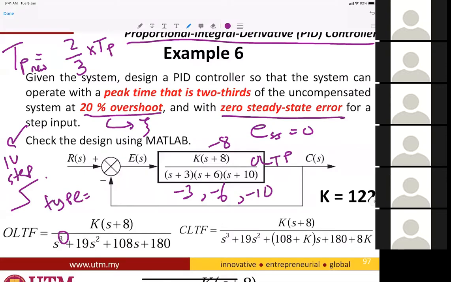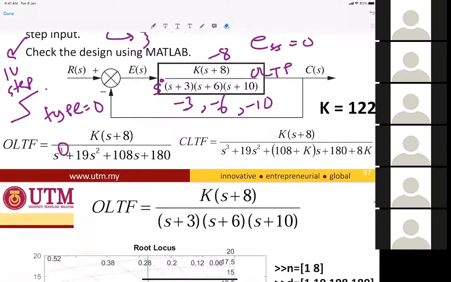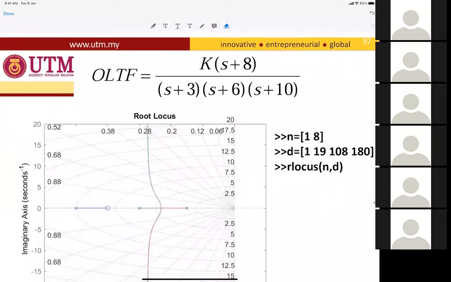Type 0. Okay, because here this is S power of 0. If there is a S power of 1, it is type 1. If there is a S power of 2, type 2. Okay? Sure. Right? Okay. Everybody okay? Okay. So we plot.